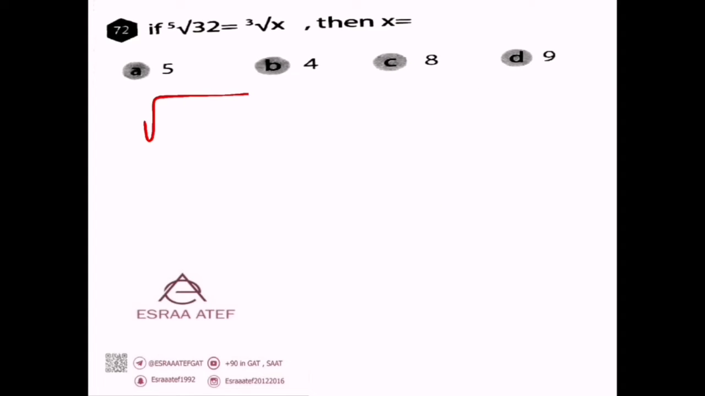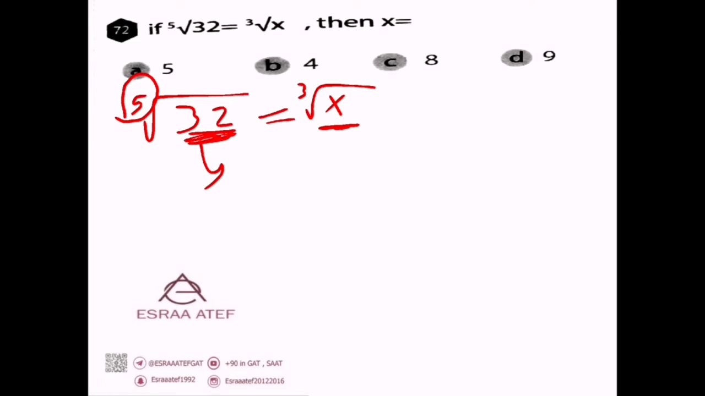Next one here, the fifth root of 32 equals the cubic root of x. How can we solve them? We can solve them only if we have the same numbers in this part like this part. So how can we do it? What is the fifth root of 32? It means which number I can multiply by itself 5 times and it gives me 32, which is 2 times 2 times 2 times 2 times 2. Okay, so the fifth root of 32 is 2.